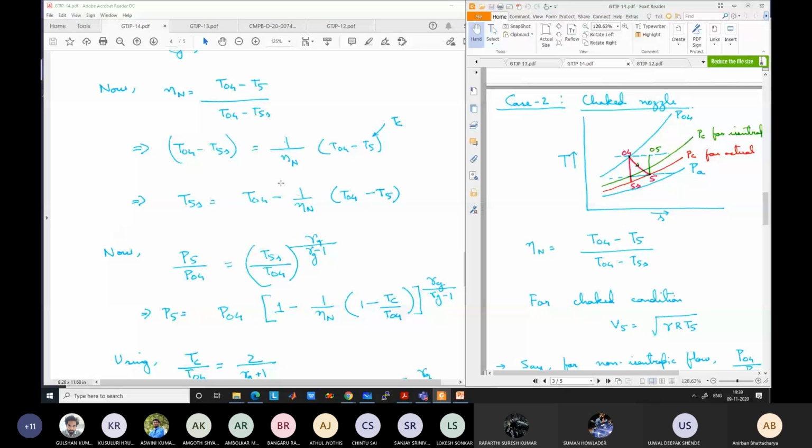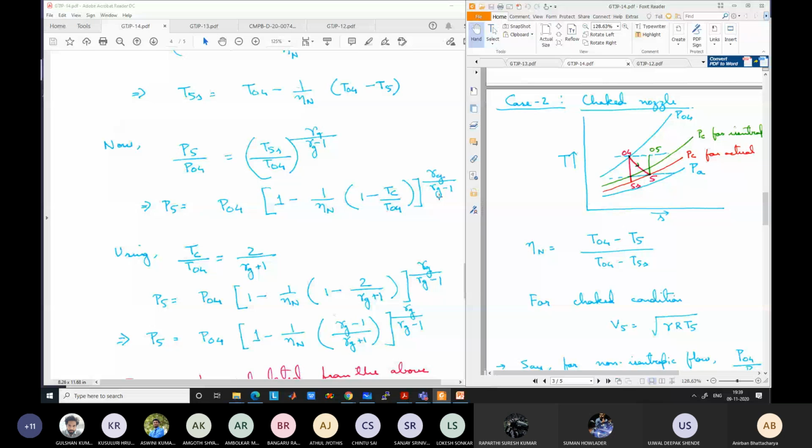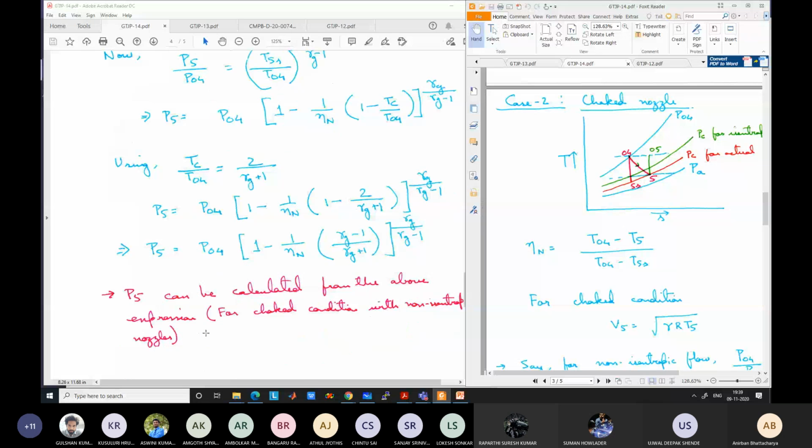This, the entire thing, to the power gamma g by gamma g minus 1. Because we know that critical temperature by T04 is equal to 2 by gamma g plus 1, you can replace this here in this expression and simplify it to get the critical pressure for the actual condition, not for the isentropic condition. So for the actual condition, this is the expression for the critical pressure.